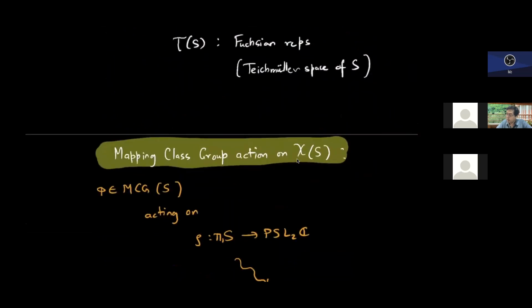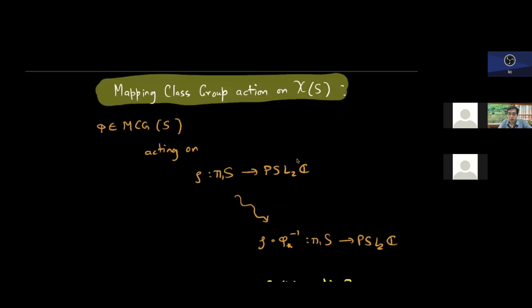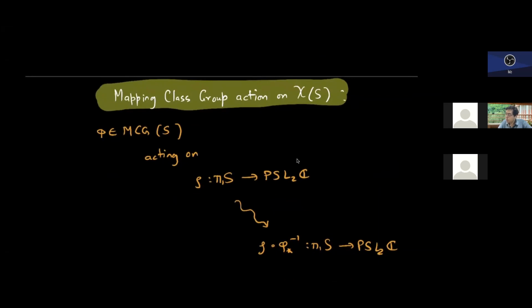Well, what's the mapping class group action? As I said, any mapping class phi will induce an automorphism of the fundamental group to itself. The way that it acts on a representation rho is that you precompose the representation with the automorphism inverse. The inverse is just there to make it into a group action, a group action on the left, I guess. So this is the action on the representation, and it turns out that this induces something on the PSL2C character variety, because conjugation orbits go to conjugation orbits, right? So that's the mapping class group action.